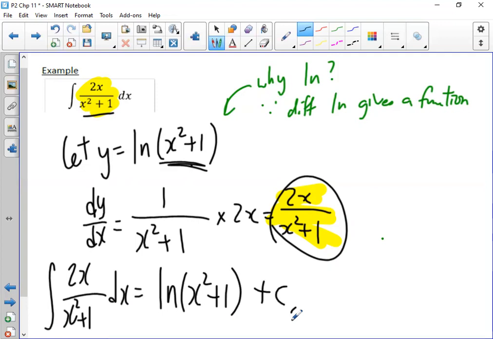Okay, and that's why. So what's reverse chain rule? Reverse chain rule is making an educated guess. What would the answer be, such that when we differentiate, it gives rise to the integral expression? Okay, so that's reverse chain rule. We guess the answer, and we verify by differentiating.